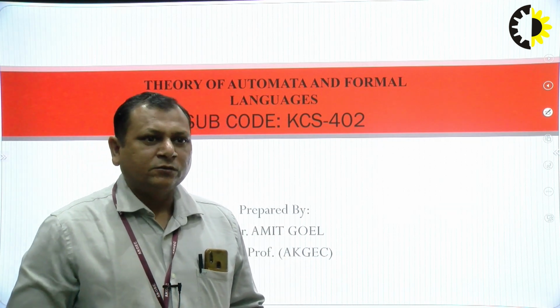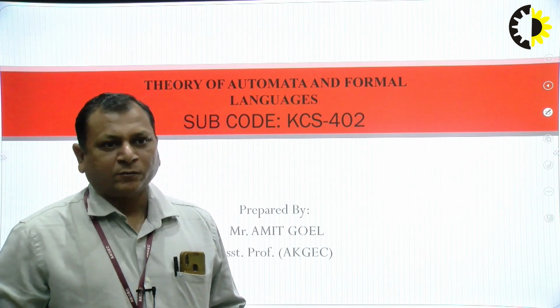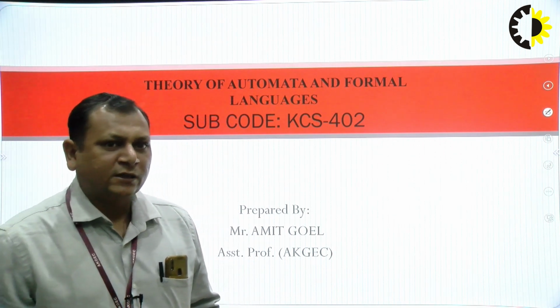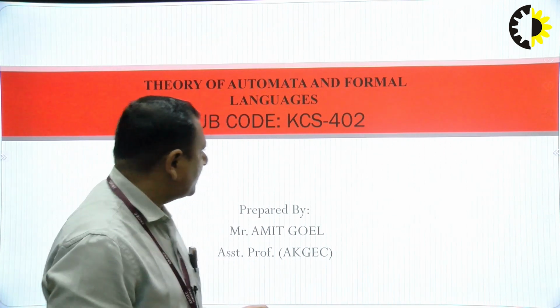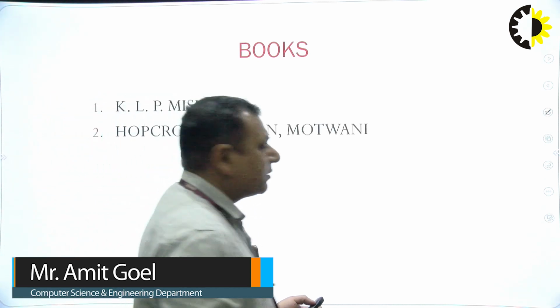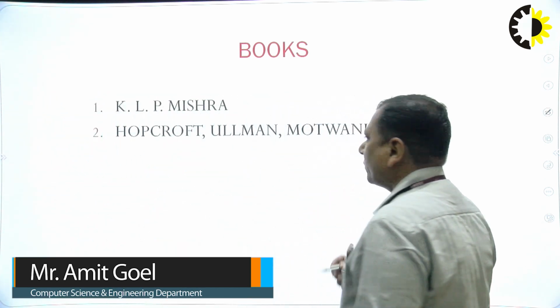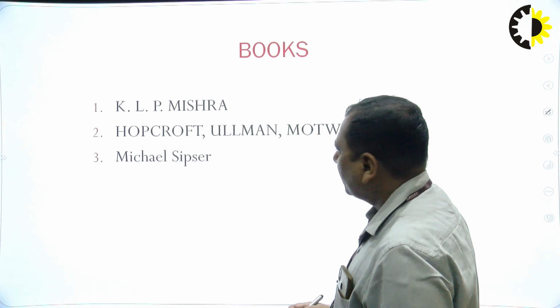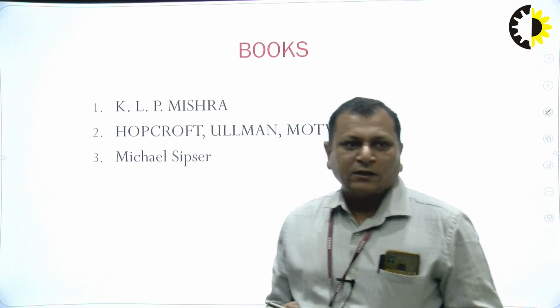Today I am going to teach you the subject Theory of Automata and Formal Language. We have the subject code KCS 402. The books which we can refer for this are number 1, KLP Mishra, number 2, Hopcroft, Ullman, Motwani, and the third one is Michael Sipser. We have 3 books we can refer for that.